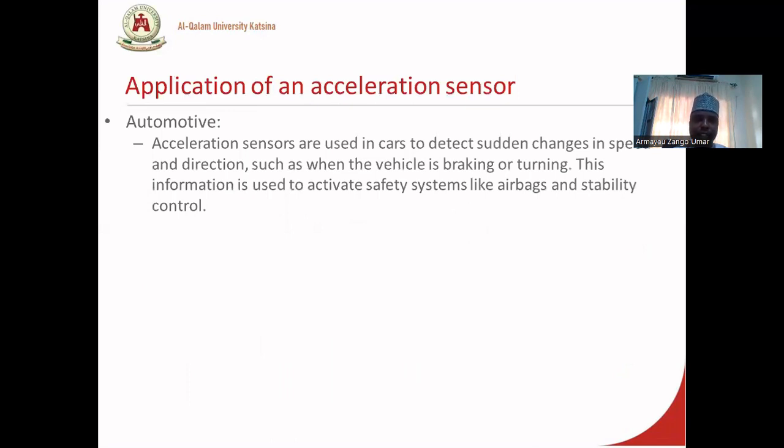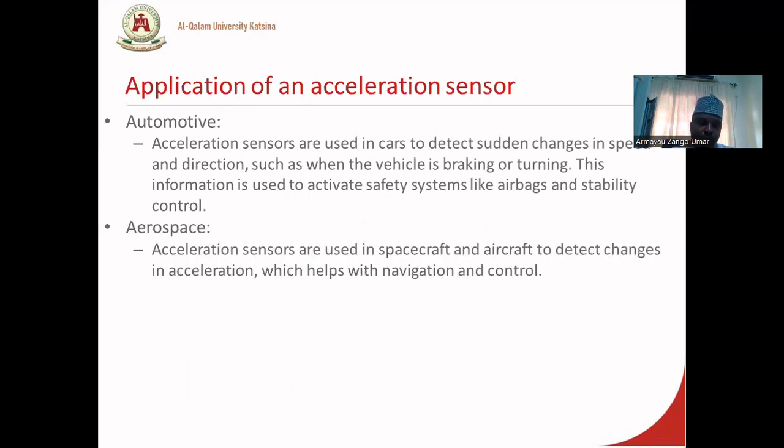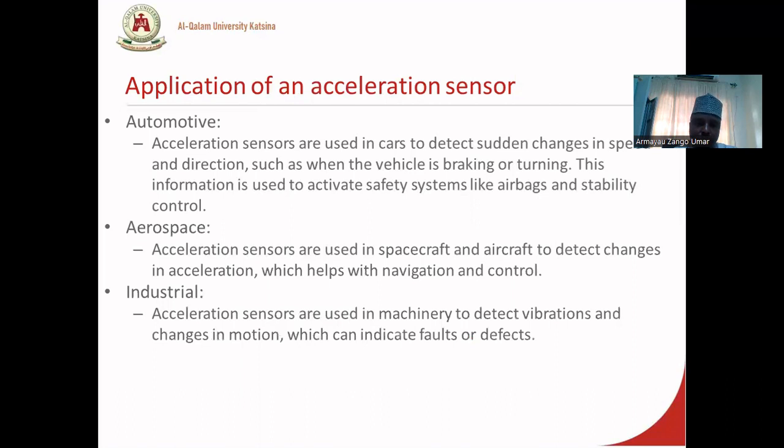And these have their application in automotive because they are used to detect sudden changes in speed and direction, such as when the vehicle is braking or turning. This information is used to activate safety systems like airbags and stability control to avoid the car from skidding. Similarly, in aerospace, acceleration sensors are also used to detect changes in acceleration.